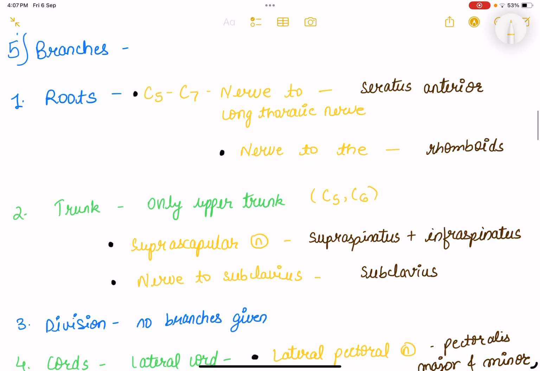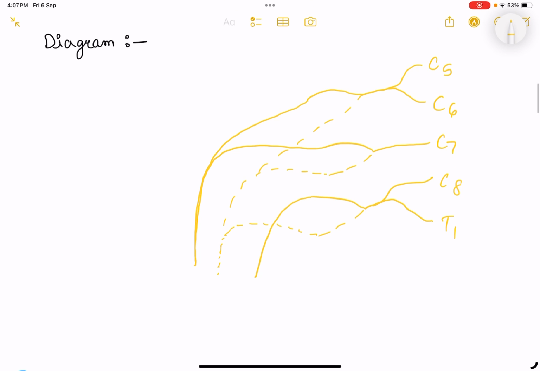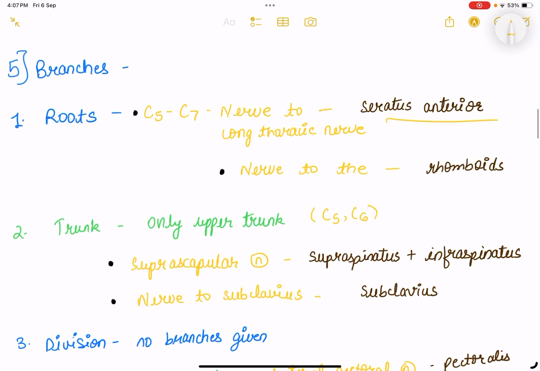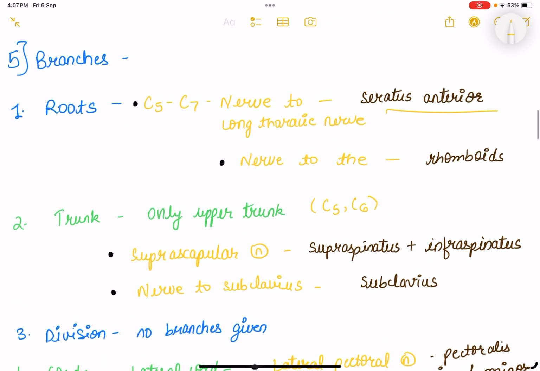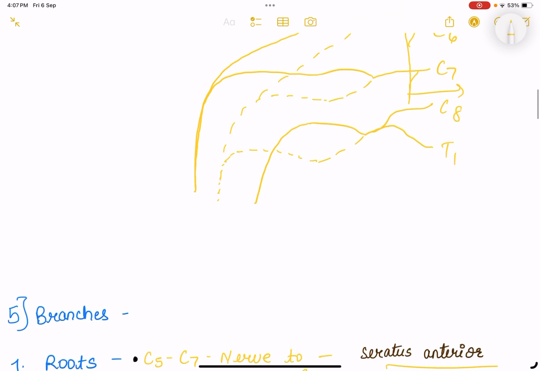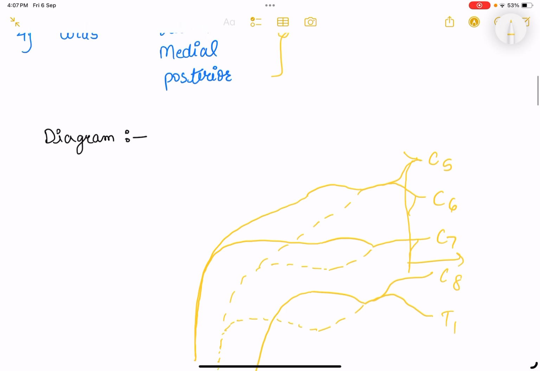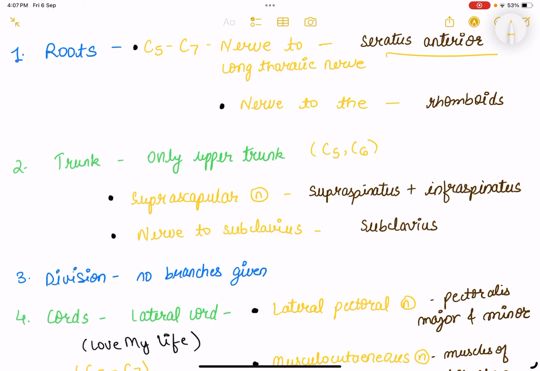First, the branches of the roots: C5, C6 and C7 give the long thoracic nerve, or the nerve to serratus anterior. Then we also have the nerve to the rhomboids, which is also called the dorsal scapular nerve. It arises from C5.